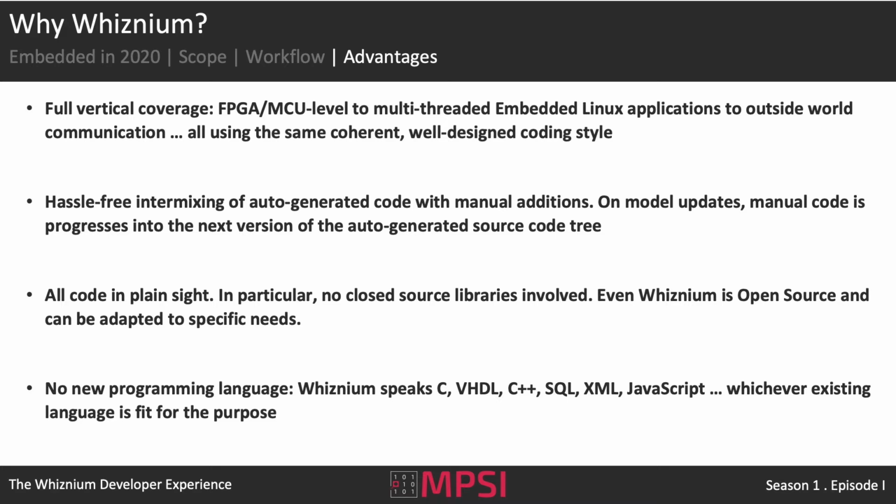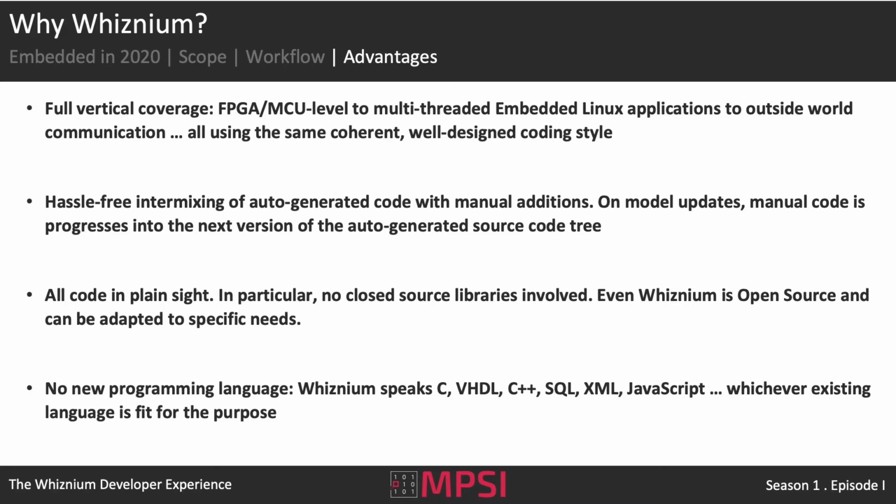This is in contrast to wizard solutions. Once the model changes and Whiznium generates the next version of the source code tree, the manual changes are progressed into this next version. In addition, not only are no closed source libraries involved and no license fees due for the resulting code, but to ensure maximum independence for you or your company, also the Whiznium tool itself is open source. It can be extended to specific needs.